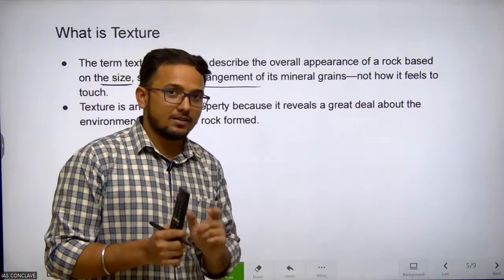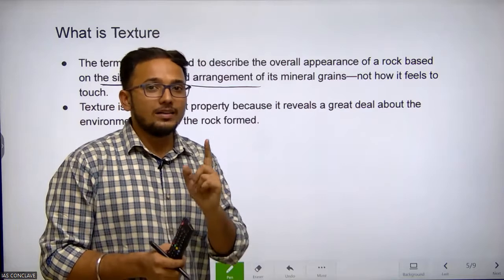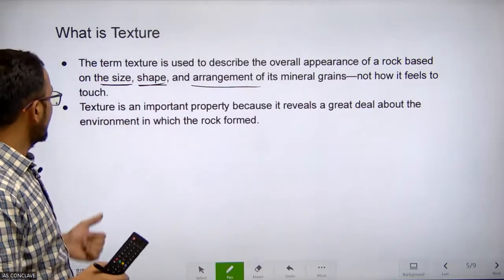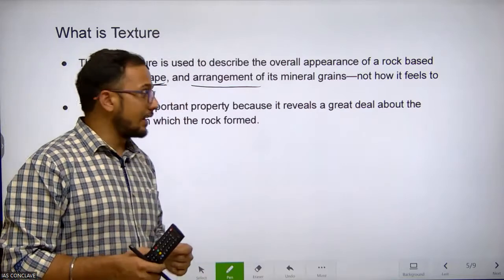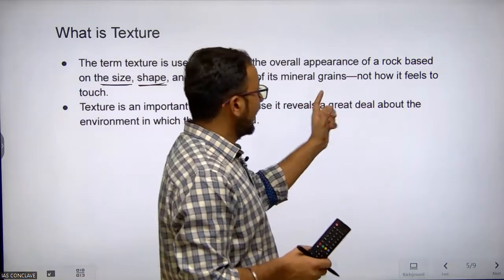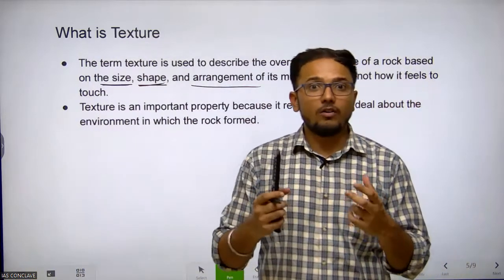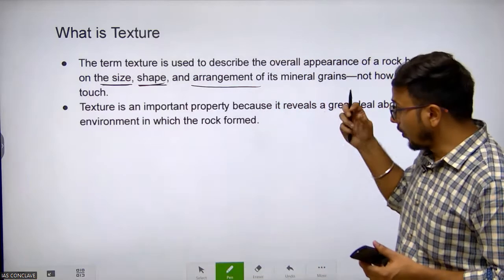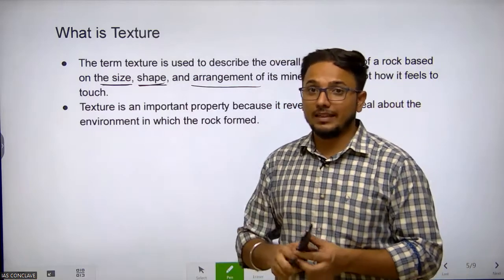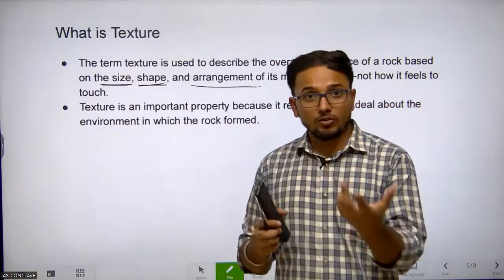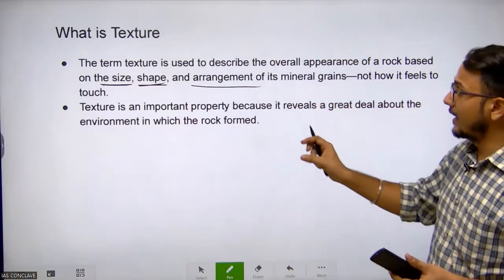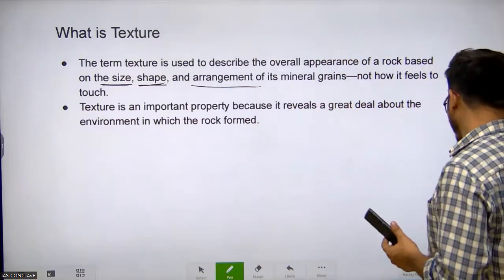What can they tell us? This is the answer: texture is an important property because it reveals a great deal about the environment in which the rock forms, whether it formed in an intrusive process or an extrusive process. So this is how we can reveal the environment.